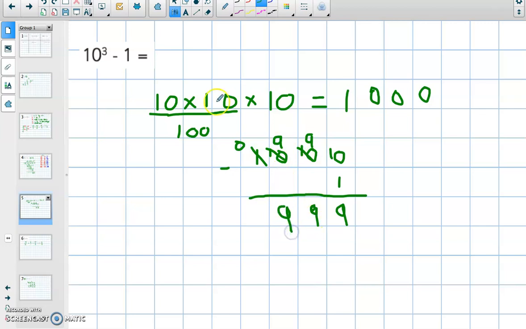So my answer would be 999. Now, like I said before, some of you would have done it much quicker than I've just shown you, but I've chosen to show you using the formal method.